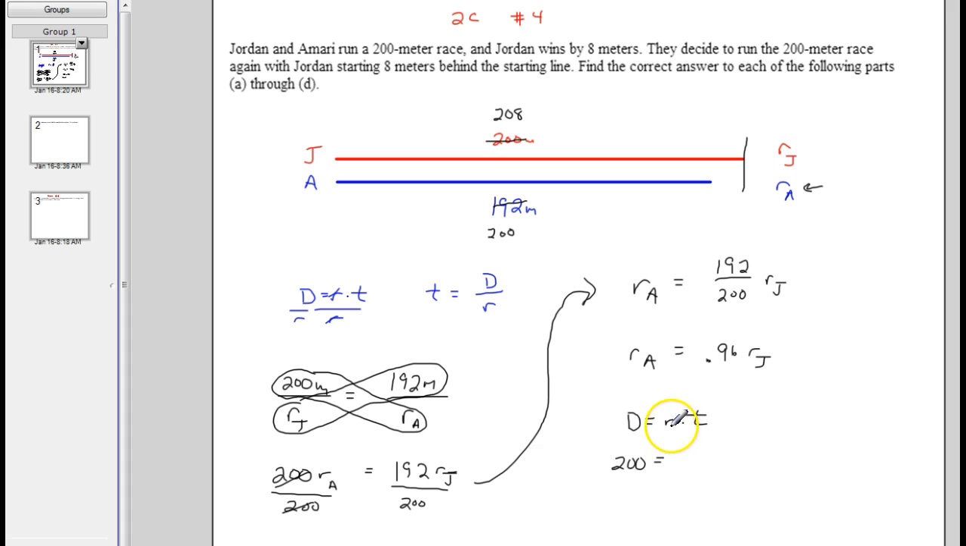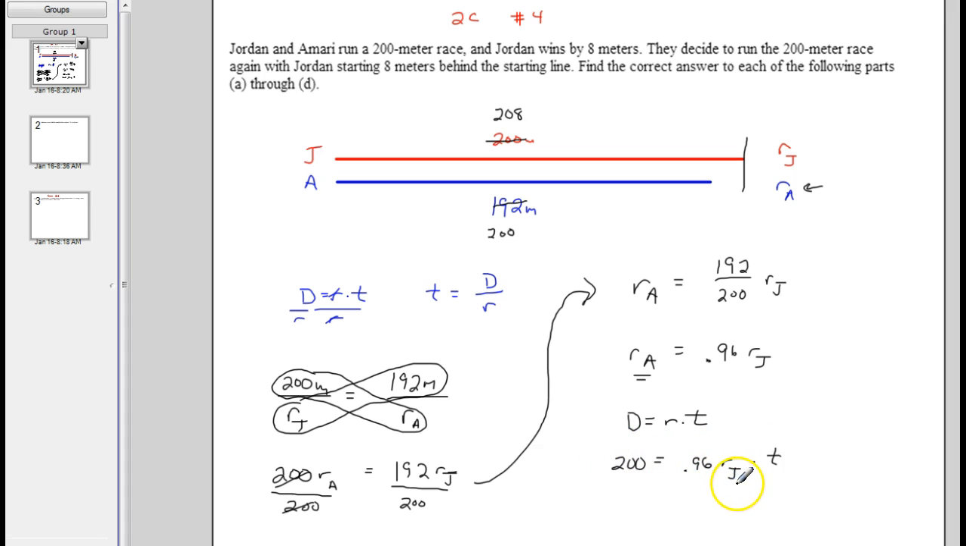So we're going to plug in right here for the R. We're going to plug in Amari's rate, which is 0.96 times Jordan's rate. We're just subbing in instead of just RA. We're just plugging this in for it. All right, and then times time. Now, if you're looking, this is like the equation for Amari to run 200 meters.